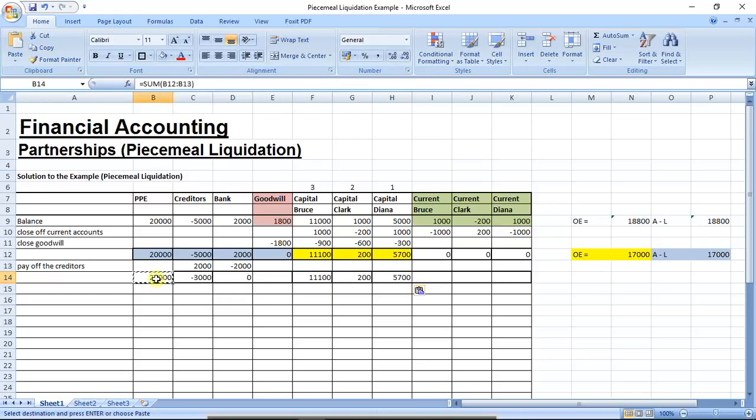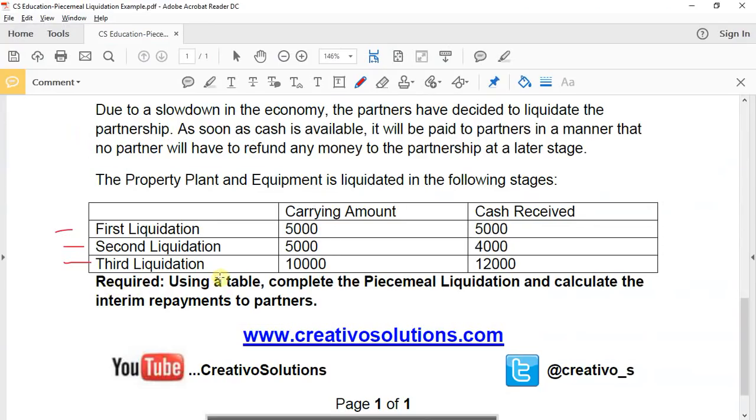So again, if I'm keeping track of balances, those are the balances that I've got. For property, plant, and equipment, creditors, and then capital for Bruce, Clark, and Diana. Okay, so let's go back to the question and look at our first stage. Stage number 1 says we sold PPE with a carrying value of 5,000 and we received cash of 5,000. So we sold that item of property, plant, and equipment at fair value. It was worth 5,000, you sold it for 5,000, there's no profit or loss.